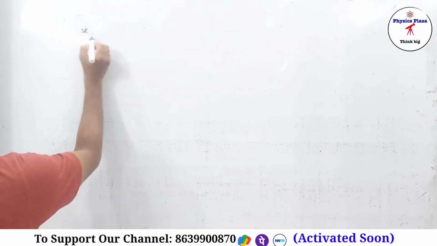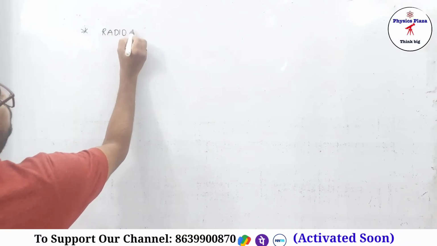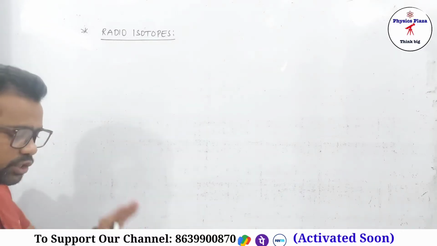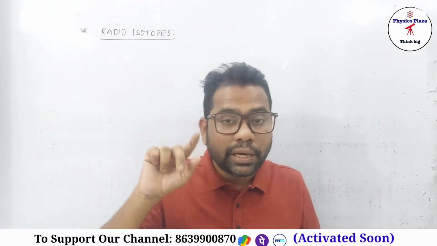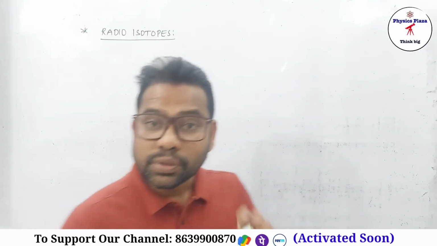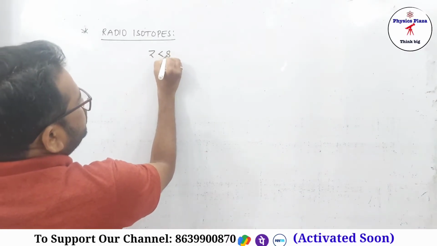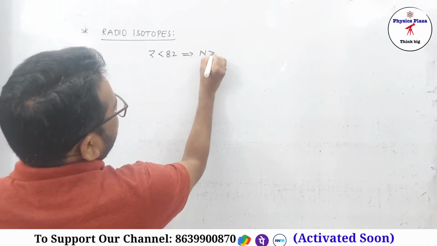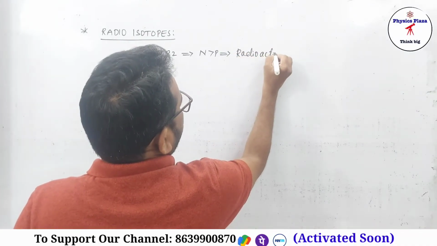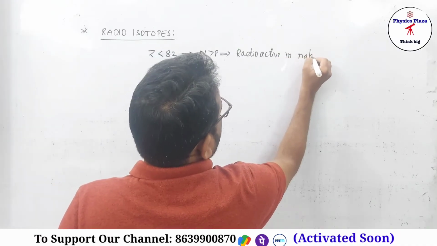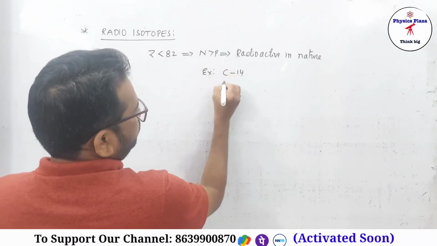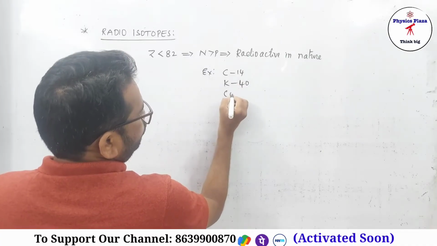Now children, let us see about radioisotopes. Children, it's very important from an examination point of view. Generally, we know that atoms with atomic number greater than 82 are unstable. But it is also noticed that isotopes of some elements whose atomic number is less than 82, in which the number of neutrons is greater than the number of protons, are found to be radioactive in nature. Such isotopes we call radioisotopes. Examples, children: carbon 14, potassium 40, cobalt 60.